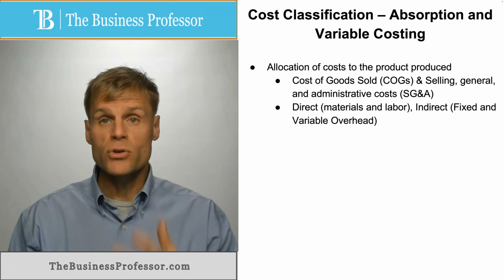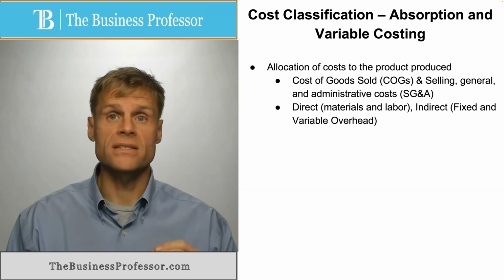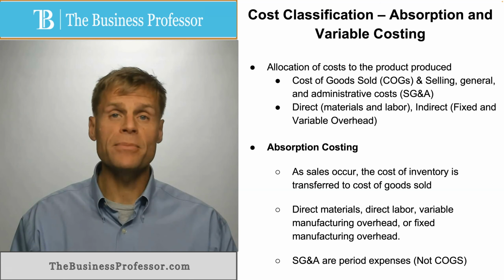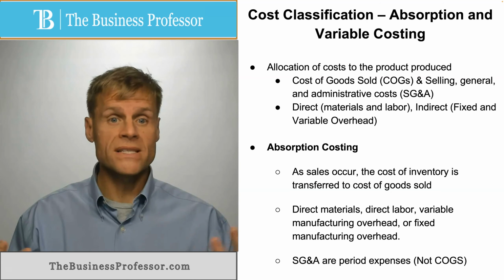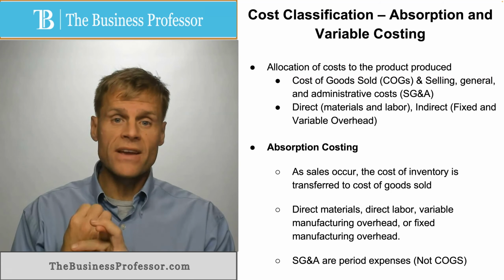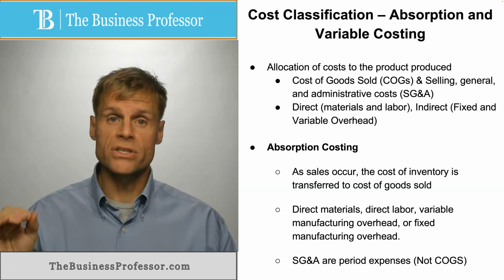Now, absorption costing and variable costing are approaches to allocating these costs. So let's start with absorption costing. As the name implies, the costs are absorbed into the product. More costs than otherwise, right? So as sales occur, the cost of inventory is transferred all to the cost of goods sold.